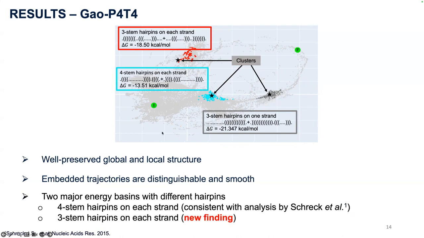And for the trap in the blue cluster, we find that they have 4-stem hairpins on both strands. This is consistent with the previous computational analysis by Schrank et al. In addition, we also noticed 2 more traps. The trap in the green cluster has only one 3-stem hairpin in one strand, and we attribute this trap as a minor trap because it only has one 3-stem hairpin.